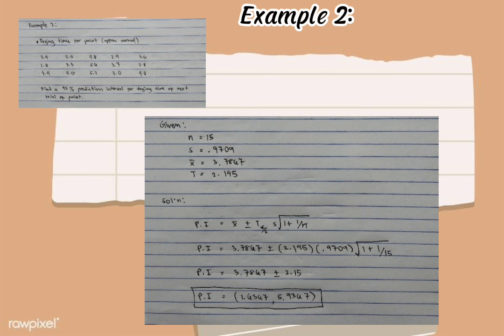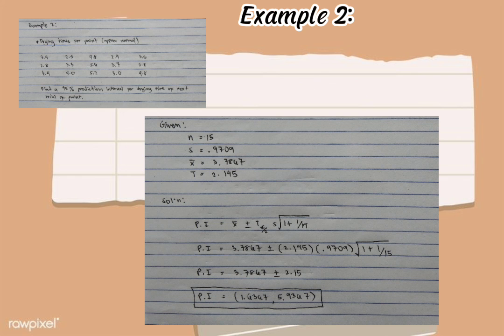Since we are using S, our alpha is 0.05 and n is equal to 15, we find t sub 0.025 to be 2.145. So the prediction interval is equal to sample mean plus or minus t alpha over 2 times sample standard deviation times square root of 1 plus 1 over sample size. So we just substitute the values: 3.7867 plus or minus 2.145 times 0.9709 times square root of 1 plus 1 over 15.